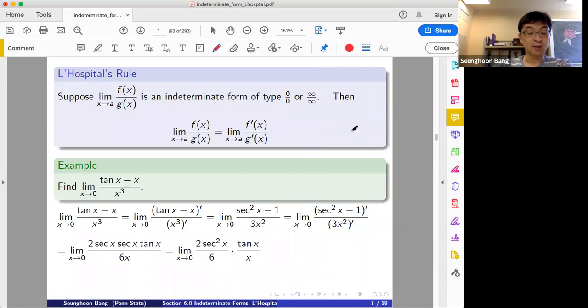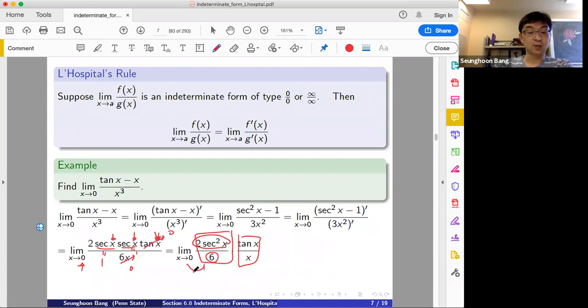Combine and split one more time. You plug 0 into x. What happens? Secant x is 1. You can split off the non-zero part. You plug 0 into here: tangent of 0 is 0. Plug 0 into x, this is also 0. You can just split the non-zero part and the 0 part.